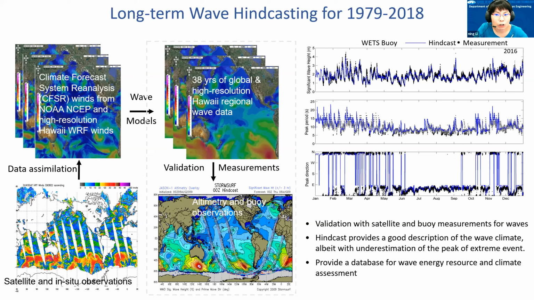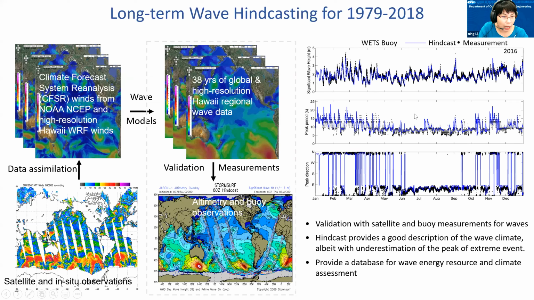We use the long-term Climate Forecast System Reanalysis wind forcing in the global scale and downscale it into the regional scale for Hawaii, and use the wind forcing as the input to force the wave model to produce this long-term hindcast data. And the hindcast data was validated with all available satellite and buoy measurements. It provides a good description of the wave climate and the wave conditions around the Hawaii area.